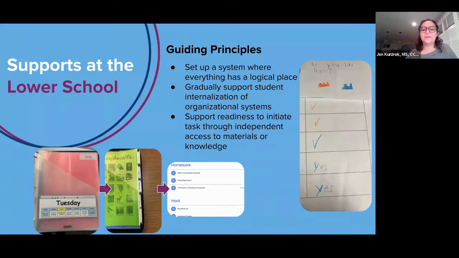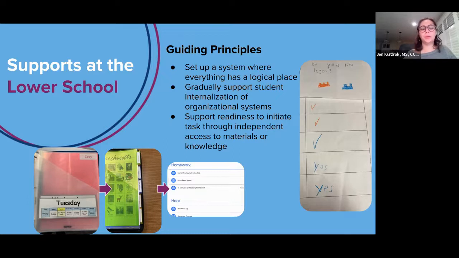So at the lower school, again, that's really helping students to have a system, there's that word again, system, where everything doesn't just have a place, but everything has a logical place. The reason behind that is that the system has to make sense to kids for them to be able to use it effectively. So that's why the system and the organizing principle might look different across different grades.